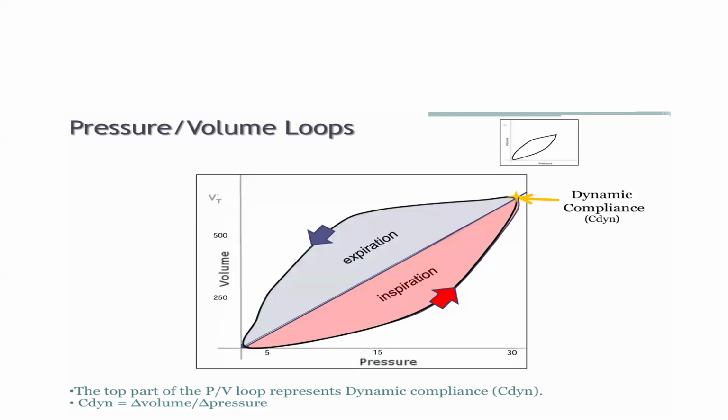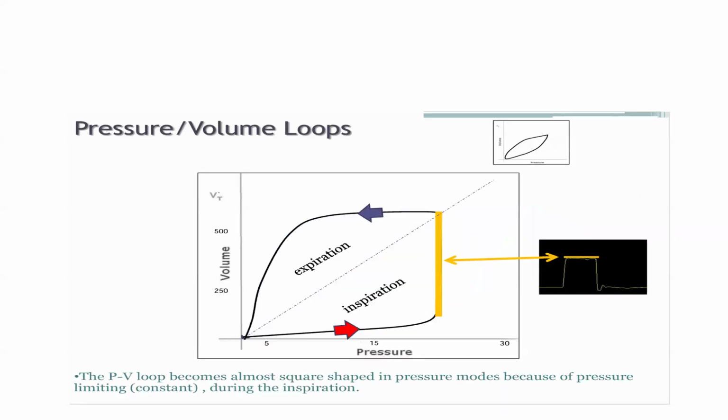So this is the pressure volume curve. The top of this is the expiration and the inspiration. So again, this is the pressure volume curve. This almost becomes square shaped in the pressure mode because of the pressure limit.